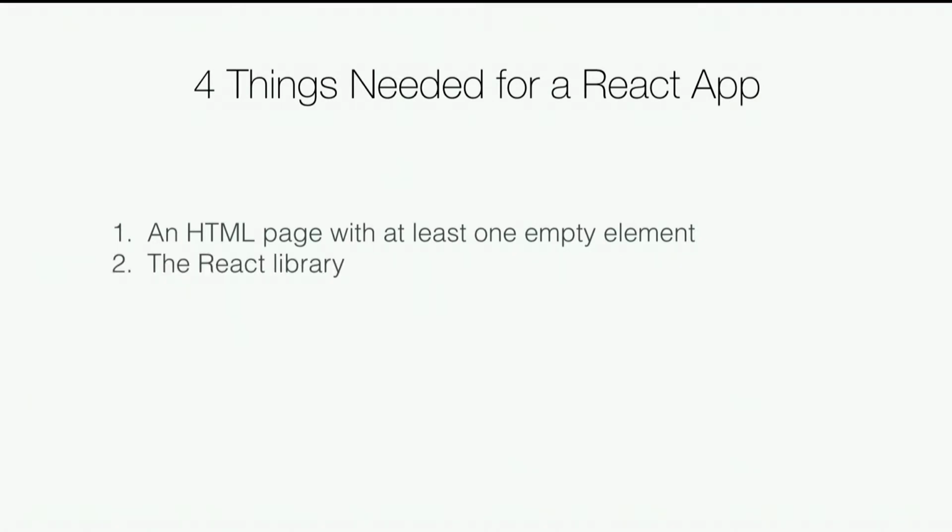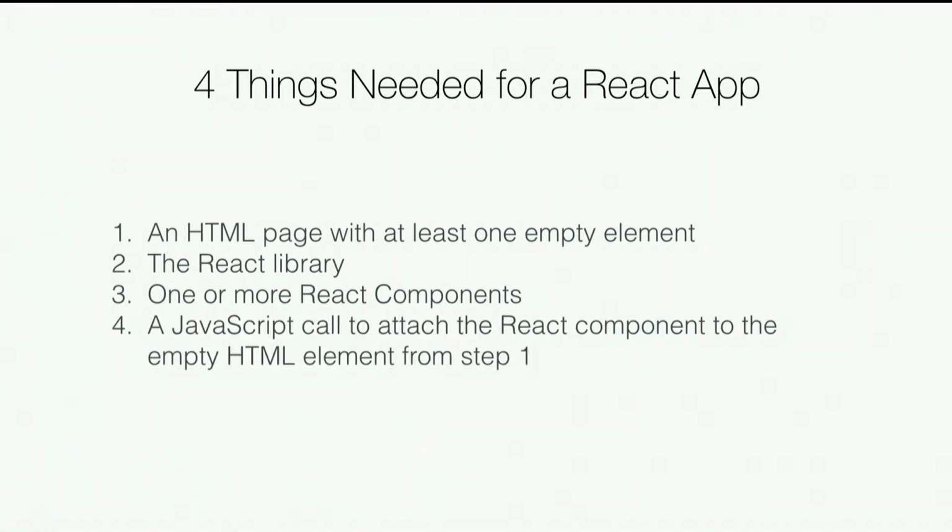Number 2, we need the React library. So if we're going to make React, we kind of need to have a reference to the library. Number 3, 1 or more React components, which we will soon see how to make. And then finally, a JavaScript call to attach the React component to the empty HTML from step 1. So basically, we're finding that empty div on the page through a JavaScript call and saying, hey, take this div, and inside that, where it's currently empty, we're just going to render everything for our app.